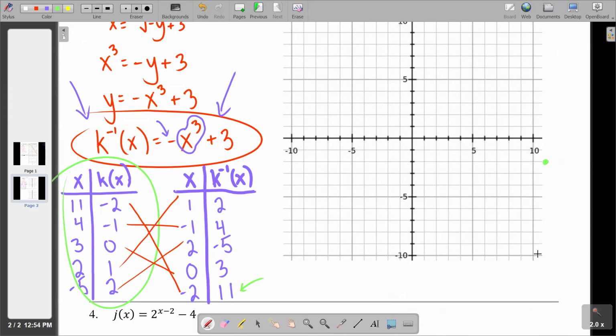Close enough, huh? And with these annoying graphs, that's going to be annoying either way. You could be off by 1/4 of an inch and it'll still work. So (4, -1) is right here. (3, 0) is right here. (2, 1) is right here. And (-5, 2) is right here.